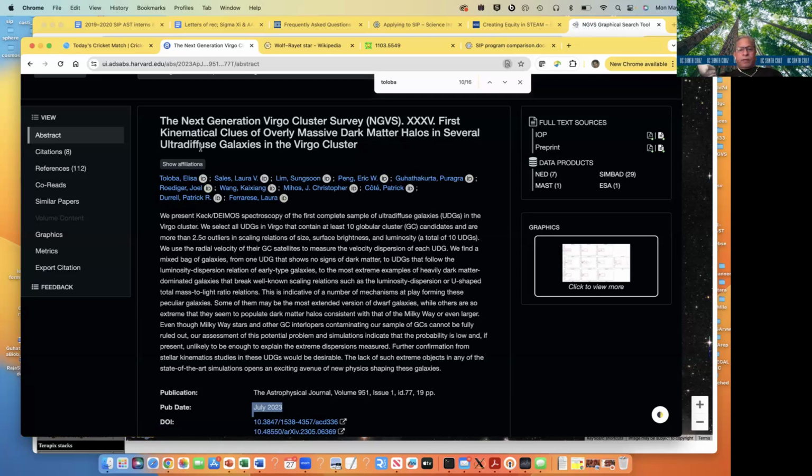In this paper, which is also targeting ultra-diffuse galaxies, you can see that in the title here, ultra-diffuse galaxies in the Virgo cluster. What we did was we targeted star clusters in these galaxies. These are star clusters called globular clusters, and you can see we present Keck II spectroscopy of the first complete sample of ultra-diffuse galaxies. We select all UDGs in Virgo that contain at least 10 globular cluster candidates, so these are galaxies that contain at least 10 of these star clusters for which we could get spectra.